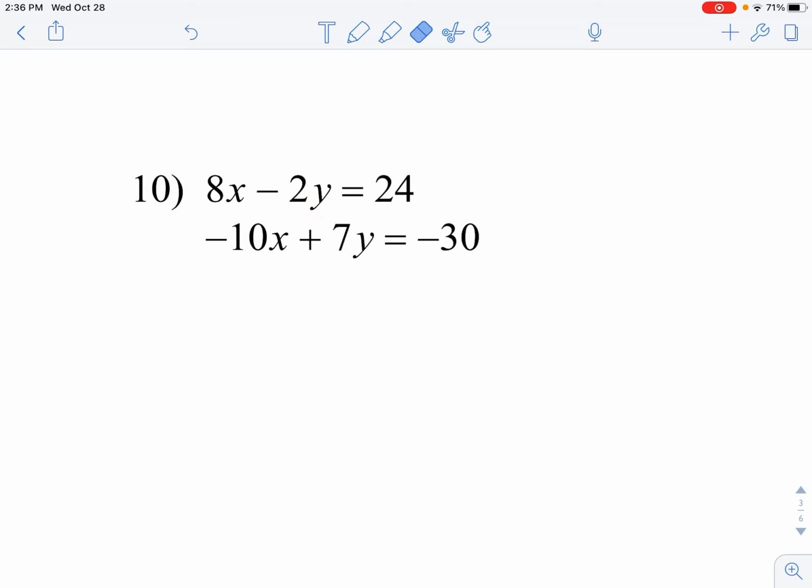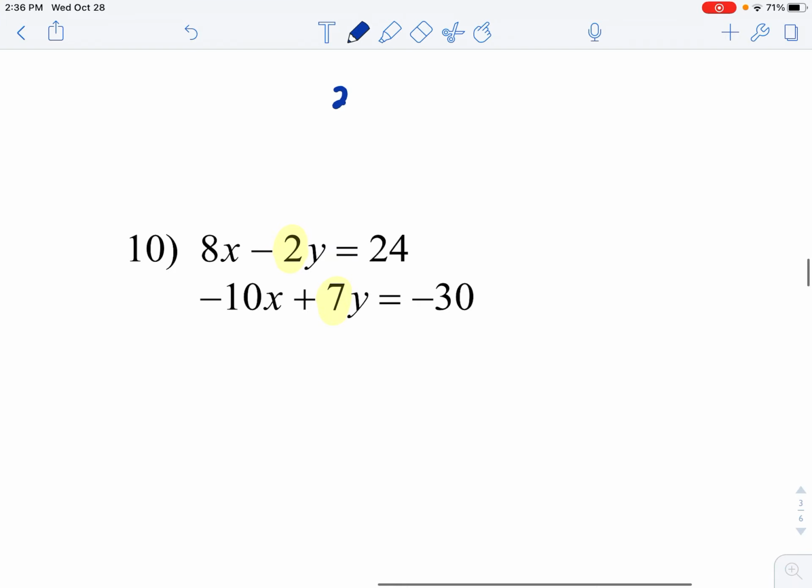It just makes sense that you can turn a 2 and a 7 both into 14, right? 2 times 7 equals 14. And this is already negative. That's already positive. So they're opposites in that sense. So I can multiply this first equation by 7 and the second equation by 2.